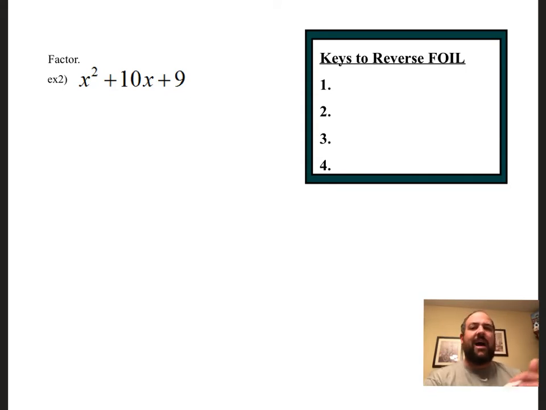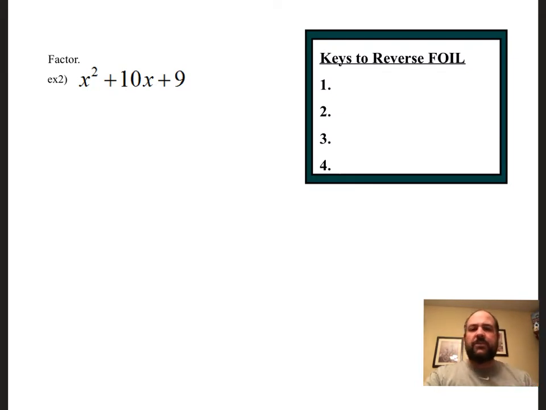To highlight those differences, you can see in the top right hand corner here, there are 4 basic keys to reverse FOIL. We're going to walk through them in this first example and see just how it works. As I said earlier, reverse FOIL seems like it's more of a guess and check process, but we try and force things to work the way we want them to as much as possible. So let's go through our steps in our process and see what it actually means.